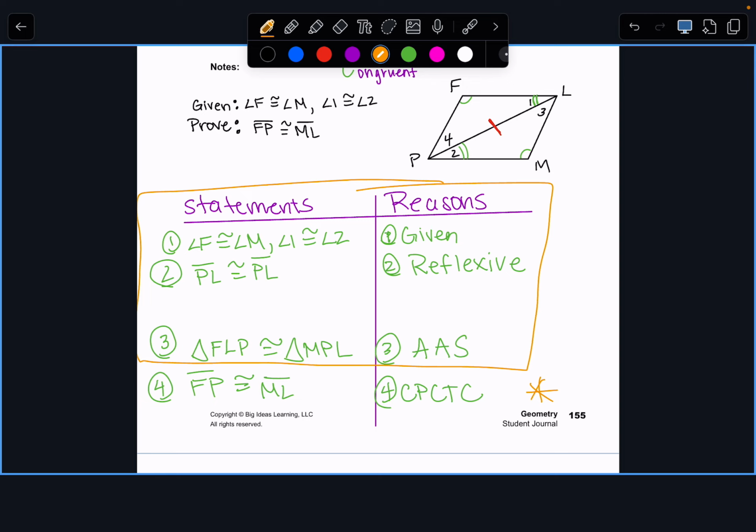Wait, so do you do that on every single piece? Any proof where I'm asking you for two pieces being congruent.